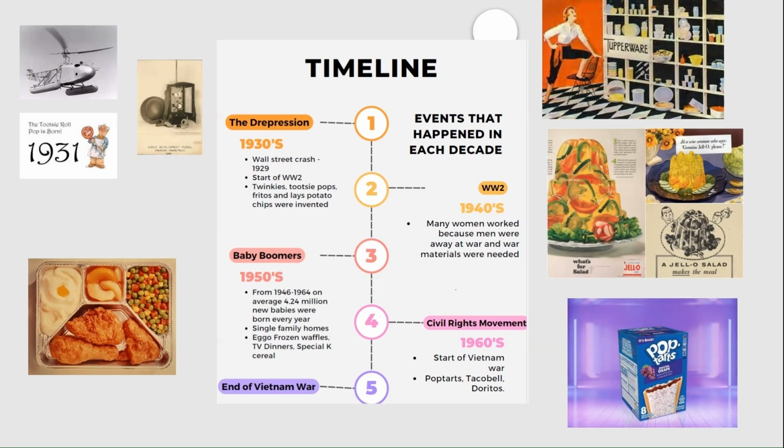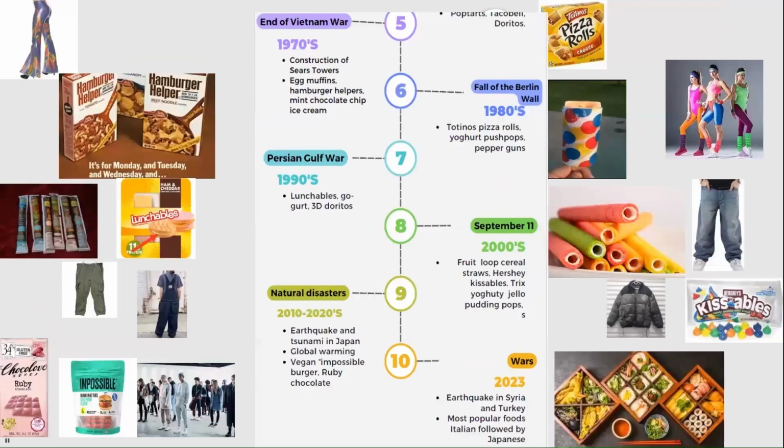In the 1960s, we had the Vietnam War era, which influenced food consumption patterns and introduced a generation to fast food chains like Taco Bell. And we can also see what happened in the 1970s. Again, that carried on the convenience food, like Hamburger Helper, mint chocolate chip ice cream, and egg muffins, which were invented. In the 1980s, some of the iconic snacks were Totino's pizza rolls and yogurt push pops, and again, the rise of snacking culture.